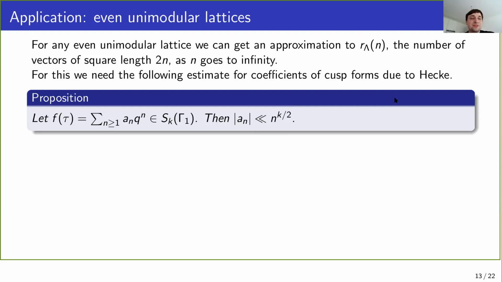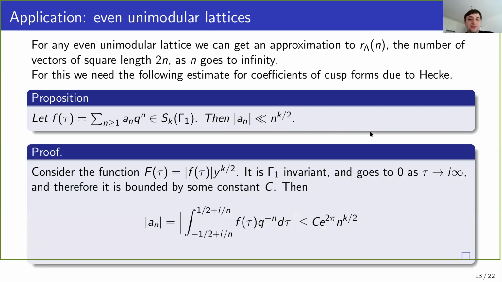Well, this is a subject of very deep theory, but there is a simple estimate due to Hecke that you can prove, and it's a very simple proof. So if you look at any cusp form of weight k, then its Fourier coefficients are bounded by some constant times n to the power k over 2. And the proof is very easy.